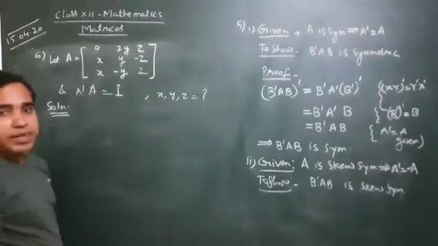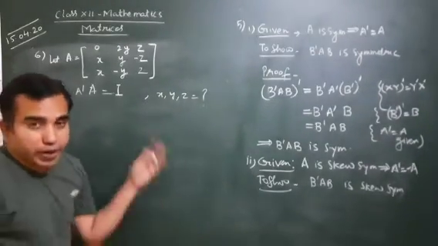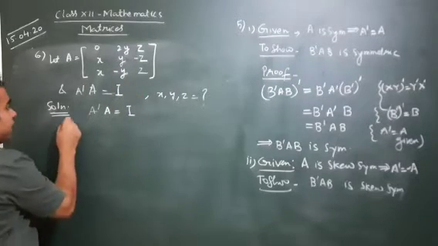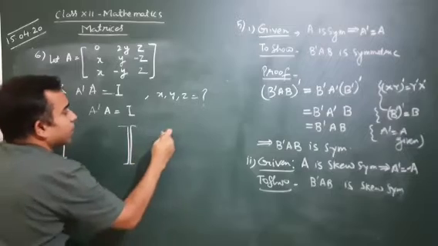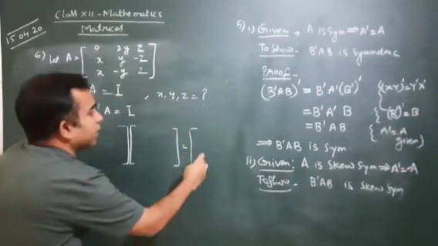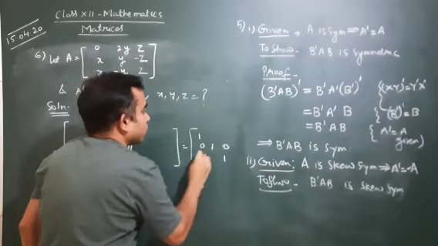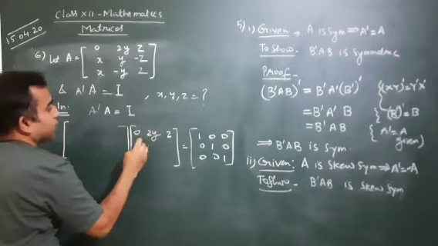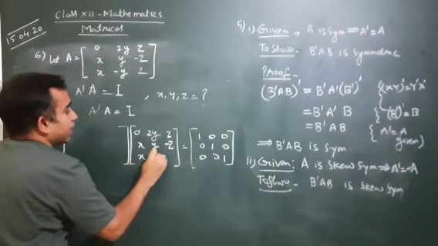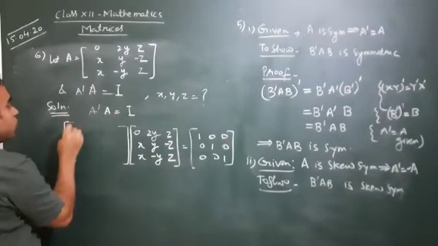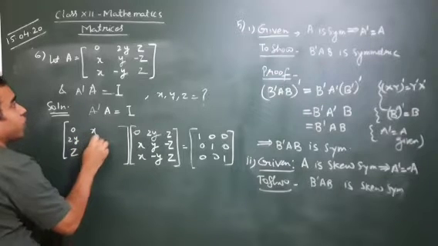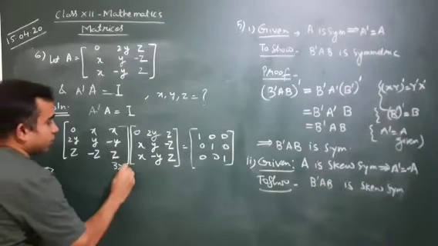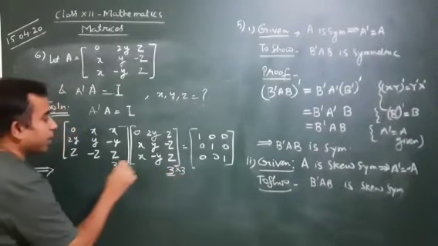Okay, let us make use of this statement. A transpose into A is equal to I. Let us begin with this given statement and let us put the values. A transpose, let us interchange rows and columns, multiplied with A, is equal to identity. Identity means 1, 1, 1 on the diagonal and 0 elsewhere. A is 0, 2y, z; x, y, minus z; x, minus y, z. Transpose is taken likewise. Let's multiply. This is 3 cross 3, this is 3 cross 3. Yes, we can multiply. Final order will be 3 cross 3.